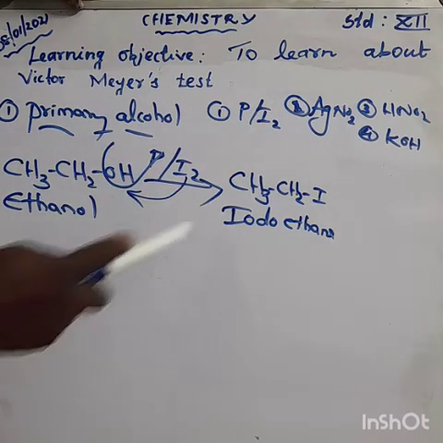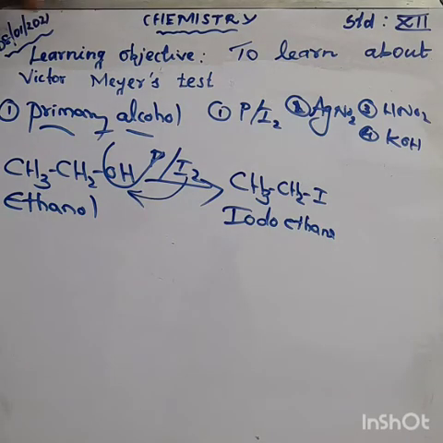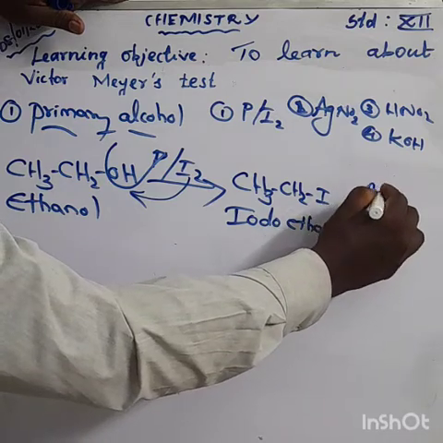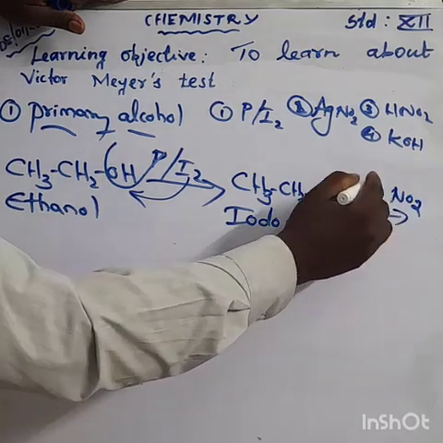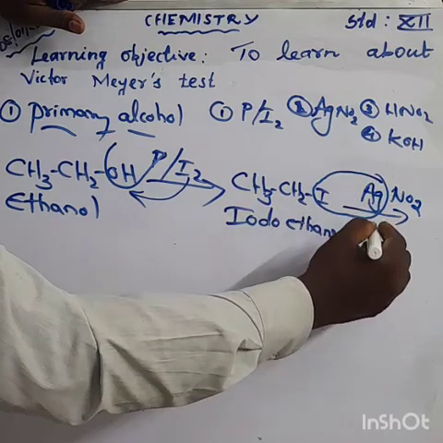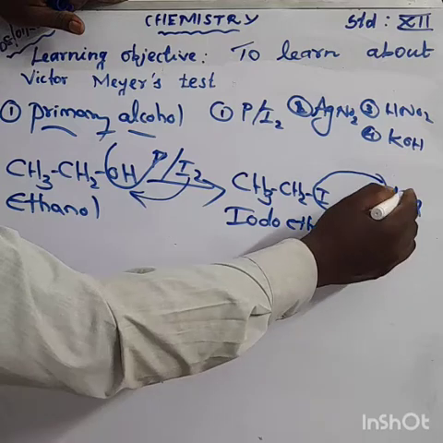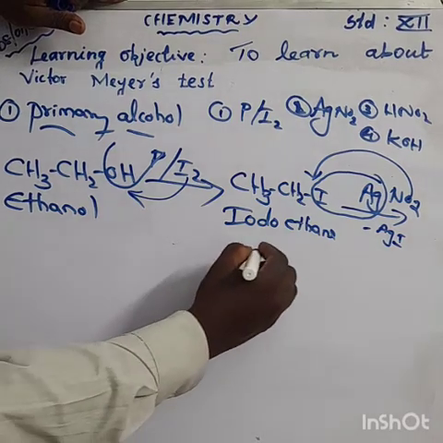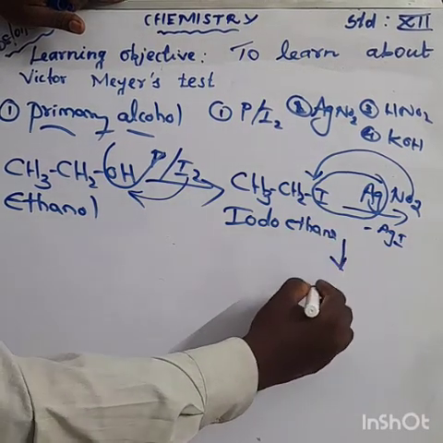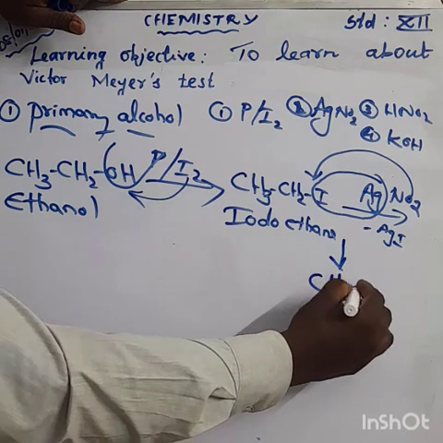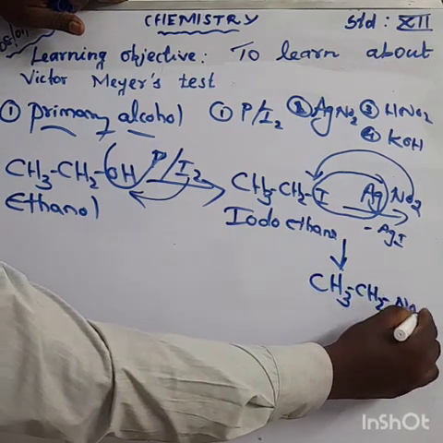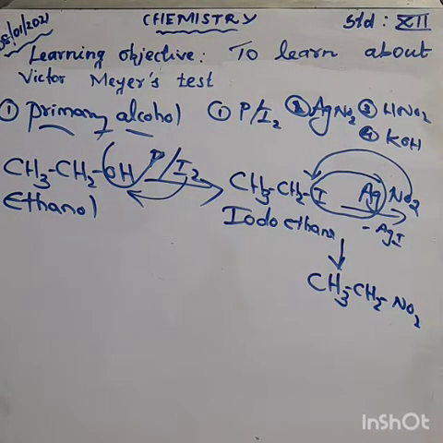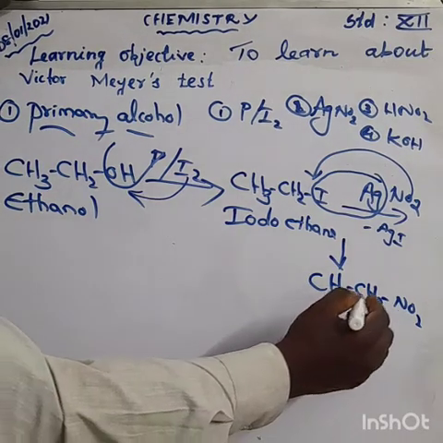What about the second reagent? React with silver nitrite, AgNO2. So Ag combines with I to form AgI. The NO2 will be attached here. So what is the product here? CH3CH2NO2. Okay? What is the name of the compound? Nitroethane.